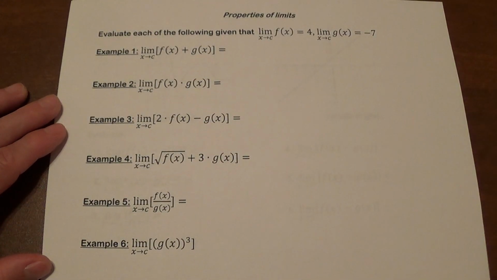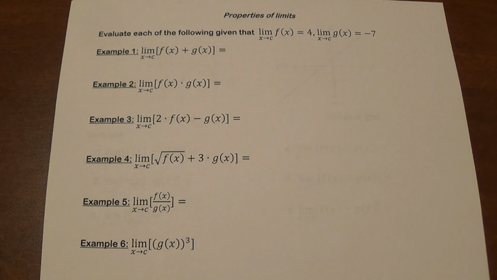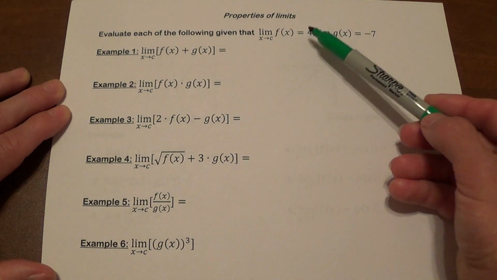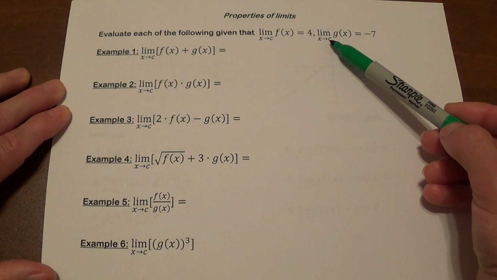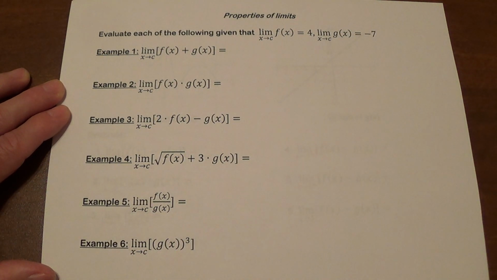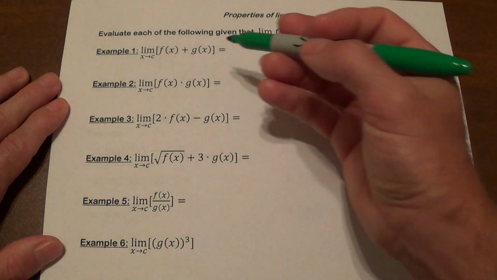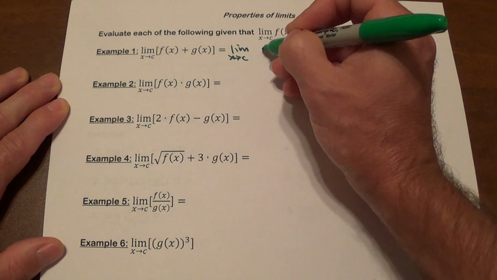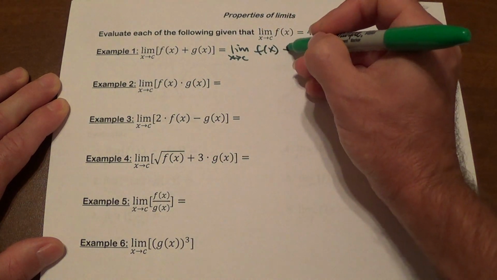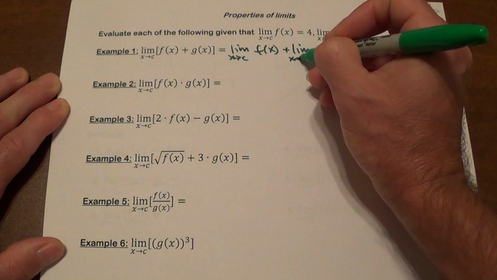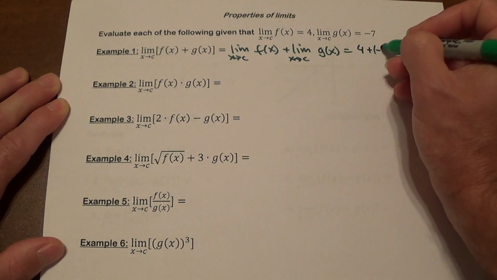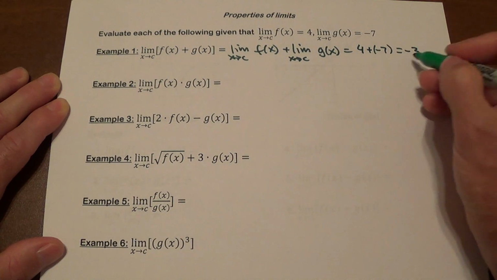Right? So what we have here is two functions, f of x and g of x. We know that the limit of f of x as x approaches some c is 4. And the limit of g of x when x approaches the same value is -7. So here we're trying to find the limit of this expression. It's going to be the limit as x approaches c of f of x plus the limit as x approaches c of g of x, which is going to be 4 plus -7, and that's -3.